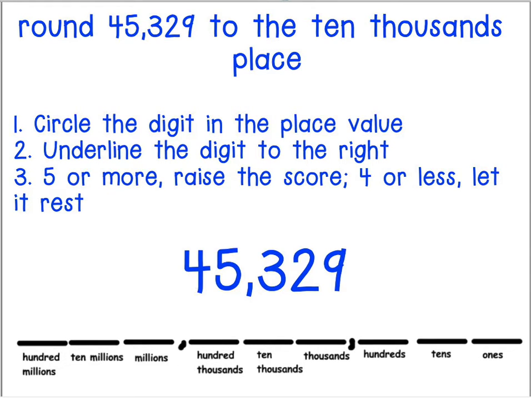First of all, we're going to round 45,329 to the 10,000s place. So the 10,000s place tells us we need to circle the number in the 10,000s place, which in this case is the 4. Now we are going to find the number next door. The number next door is the 5. The 5 is the boss. He gets to tell the 4 what to do. And according to our rules, 5 or more, we raise the score. 4 or less, we let it rest.